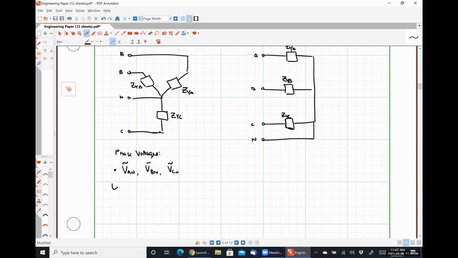My line voltages, what are they going to be? Again, line voltages are just the voltages measured between the transmission line terminals. Yeah, so VAB, VBC, VCA. The exact same voltages that we saw for our source, just capital letters now.